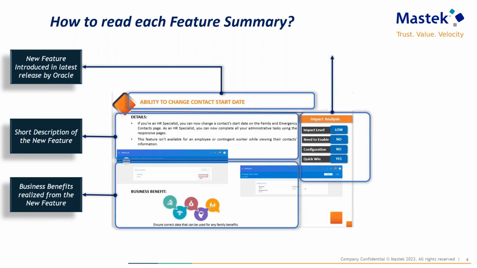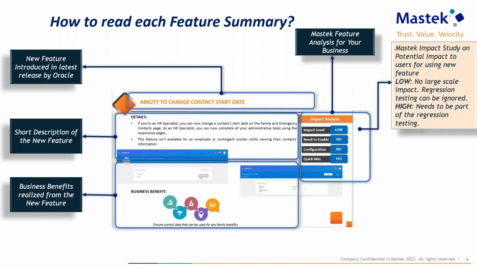There are 4 important components where we've done in-depth analysis for the features which we're going to present to you today. The first one is impact level analysis, which demonstrates the impact on the end user. If it's a low impact, regression testing can be avoided. If it's a high impact, we need to offer regression testing.